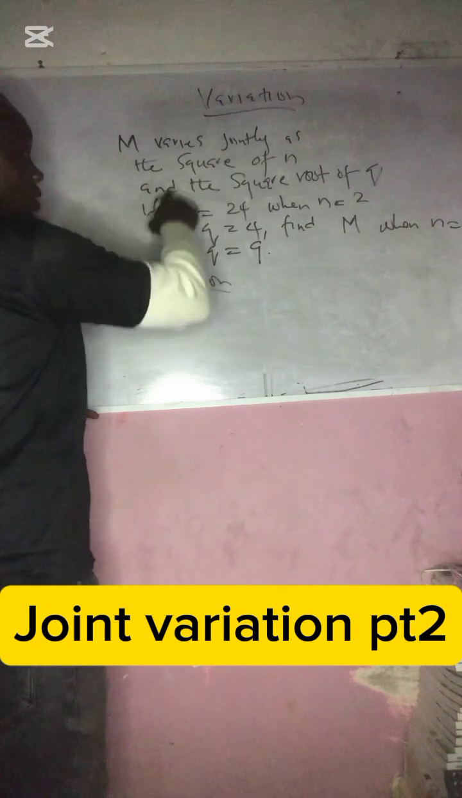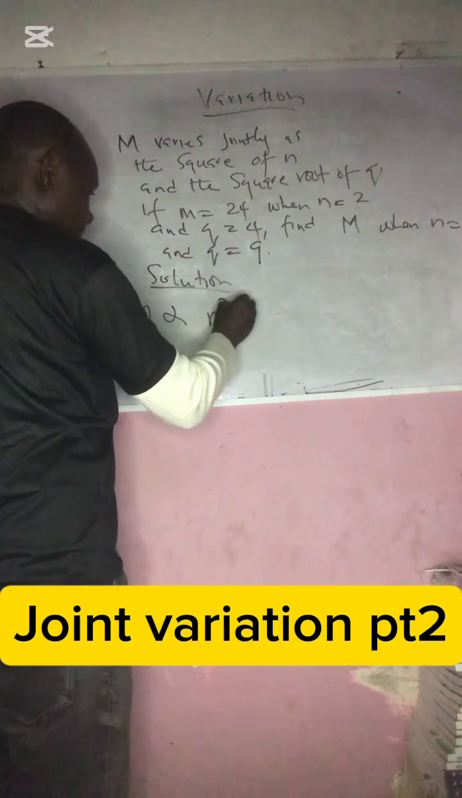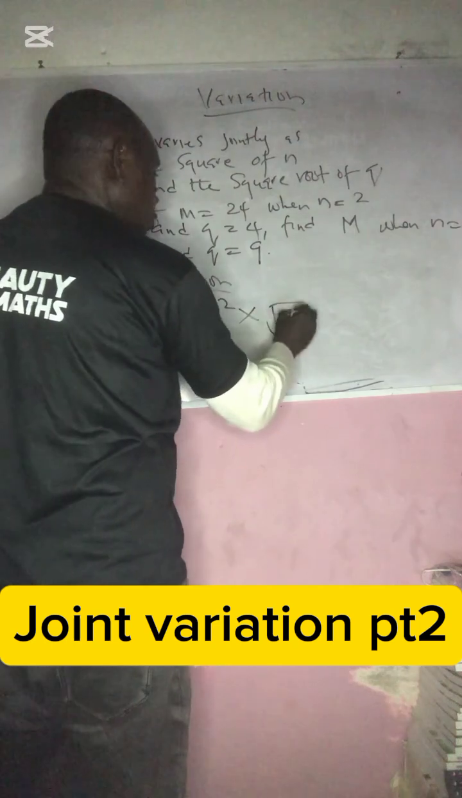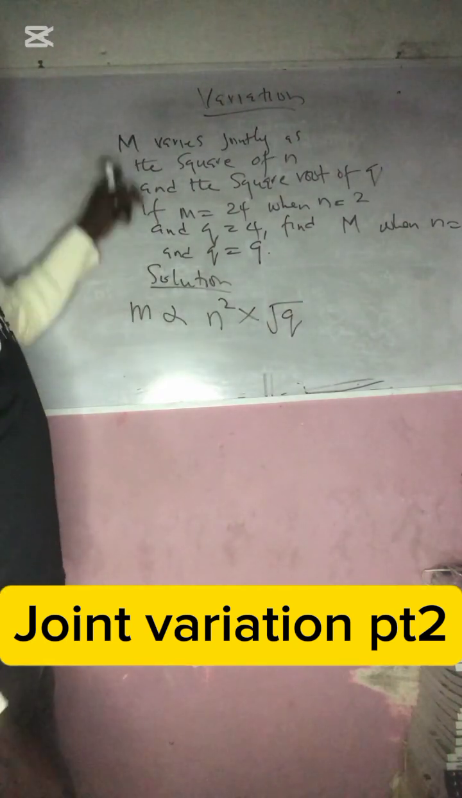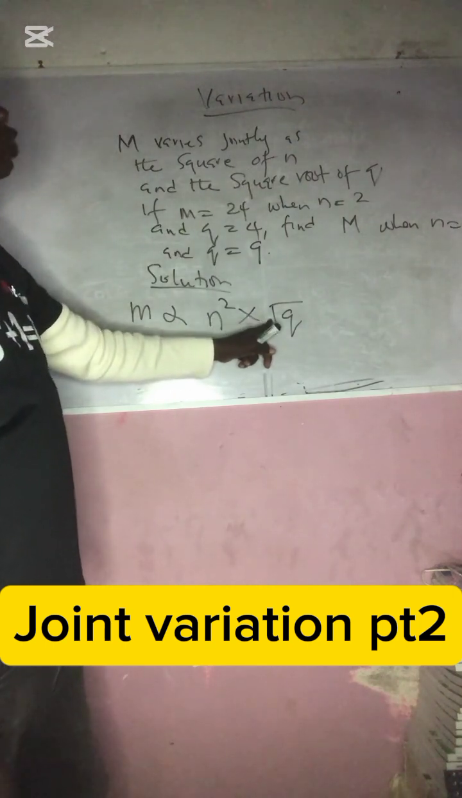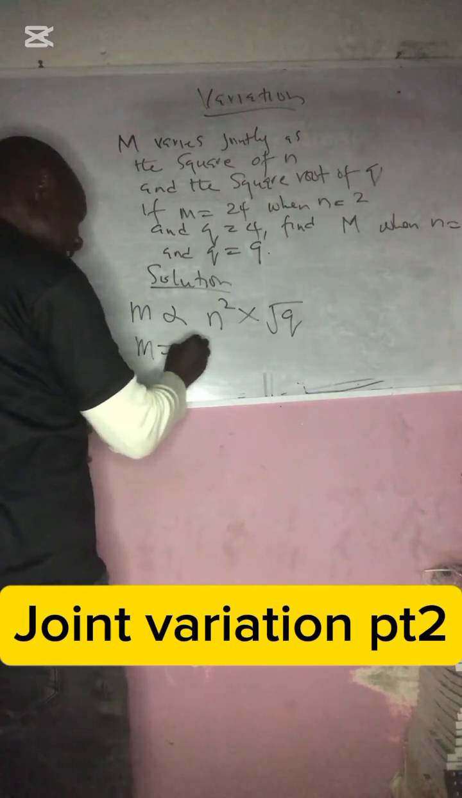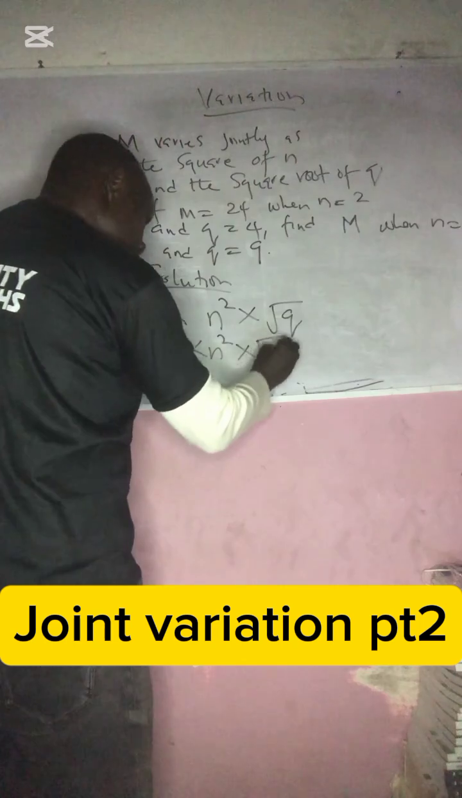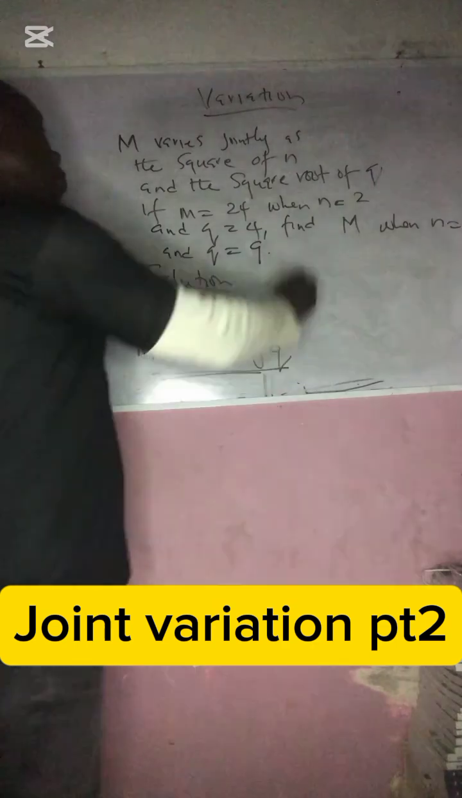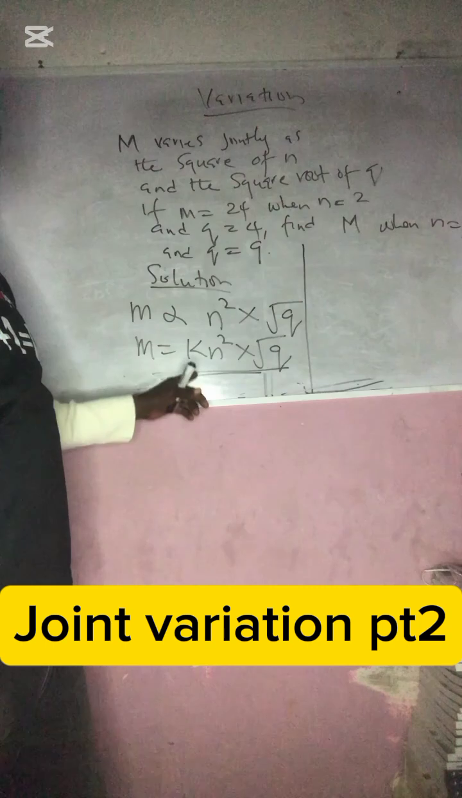M varies jointly as what? The square of n times the square root of q. So I can write that m will be equal to k n squared times the square root of q. This is the relationship, where k is always regarded as the constant of proportionality.